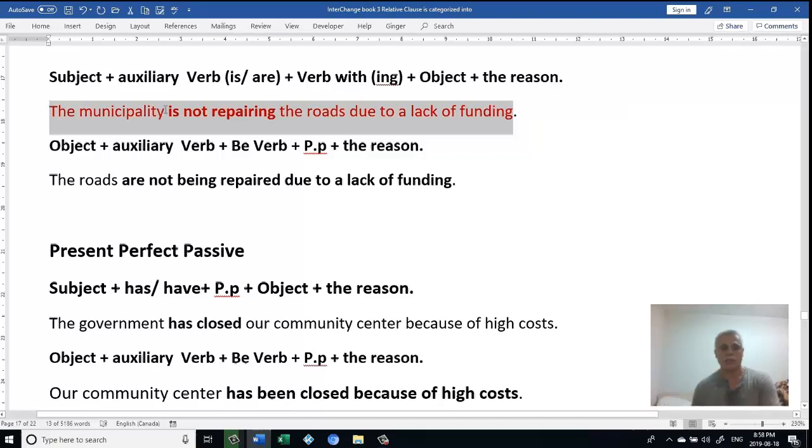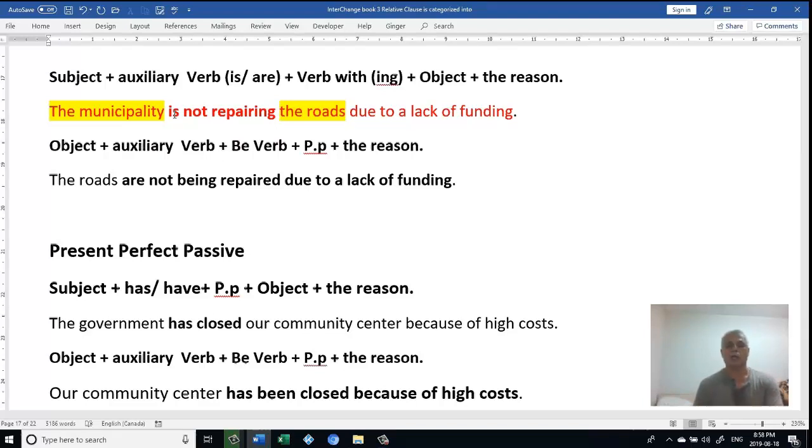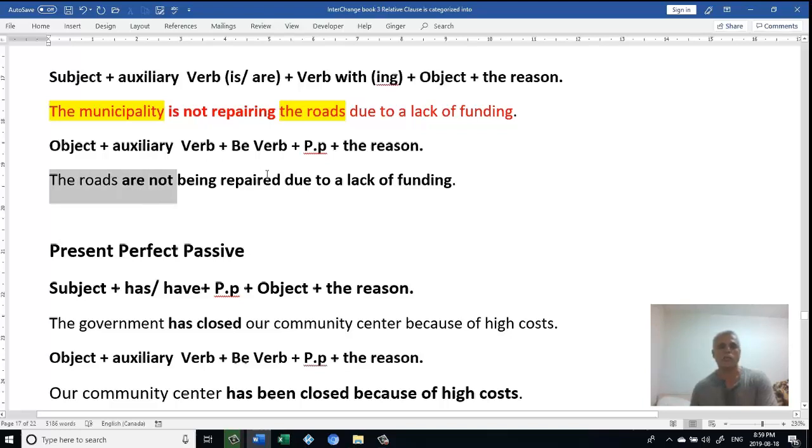Then here we have it. This is my subject and this is my object and this is the cause. Then my sentence is in the present continuous. I have to make my passive also in passive present continuous. How are we gonna do it? If we look here, we put the object in the beginning, then I keep my auxiliary verb, then I add be verb, then plus participle, then the reason. Then we're gonna say the roads are not being repaired due to lack of funding.